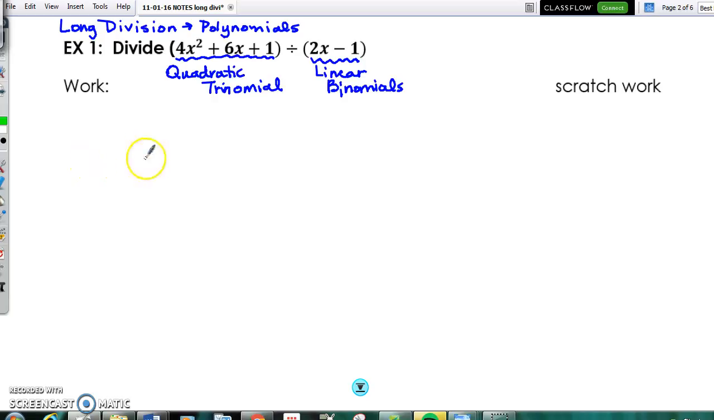So, first you're going to figure out, okay, well, what goes where on this old school division symbol? Okay, well, what are we dividing by? Well, we're dividing by 2x minus 1. And we're actually dividing from 4x squared plus 6x plus 1.